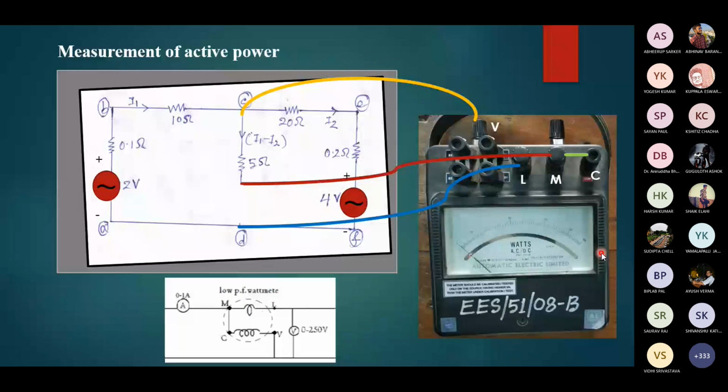Next is how to connect a wattmeter for measurement of active power. Now here, most interestingly, the wattmeter takes care of both voltage and current. So there is a voltage coil or pressure coil and a current coil. The voltage coil will always be in parallel like a voltmeter, and the current coil will be in series.